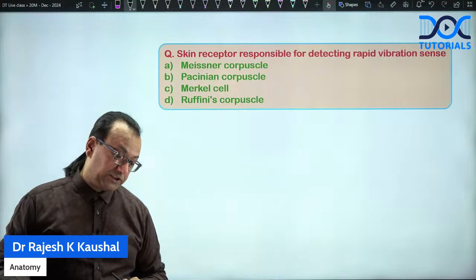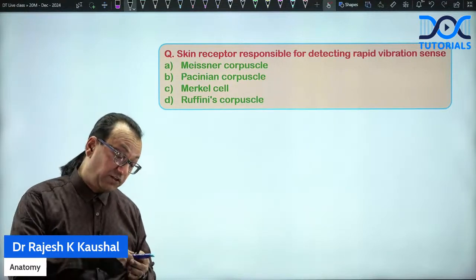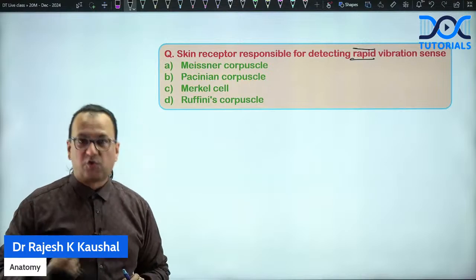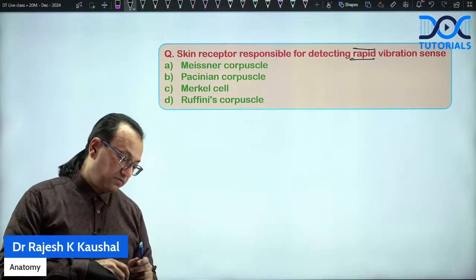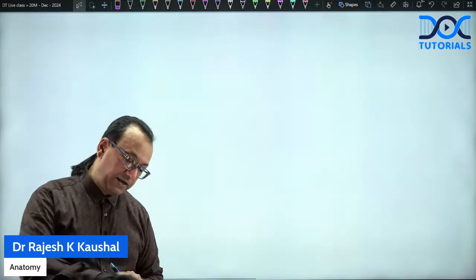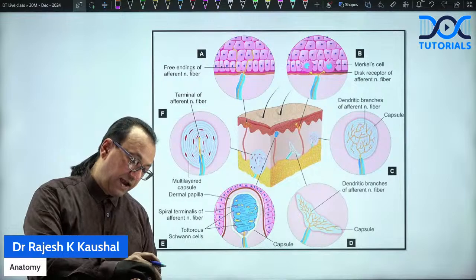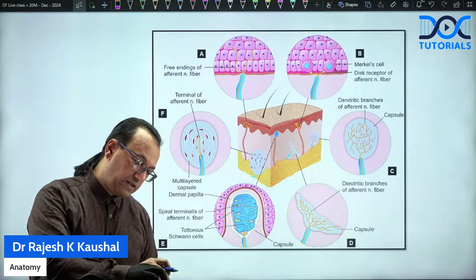Skin receptor responsible for detecting the rapid vibration. Now they're asking about rapid vibration. There can be slow vibrations also. Before I mark the answer, let me take you to this diagram, which you should be aware of. And we'll be putting some details now.